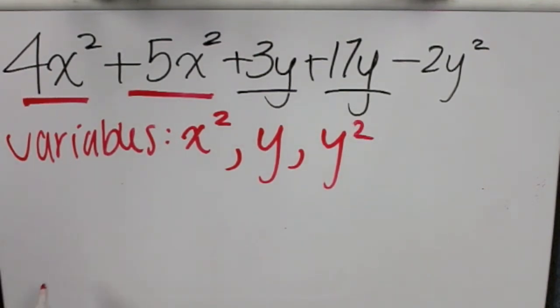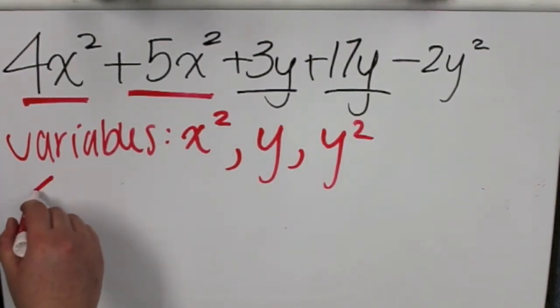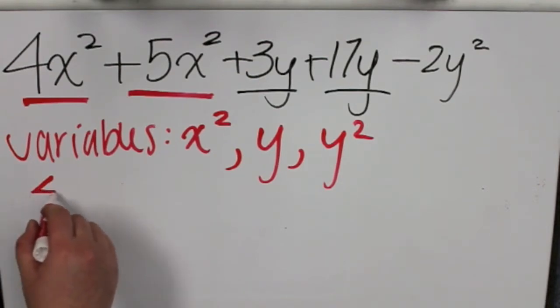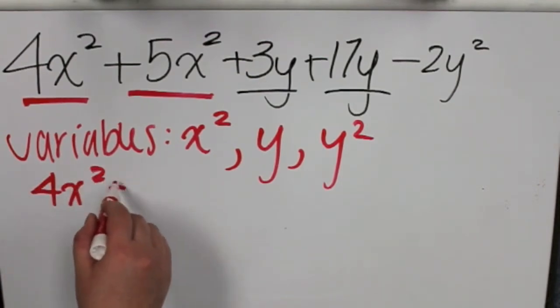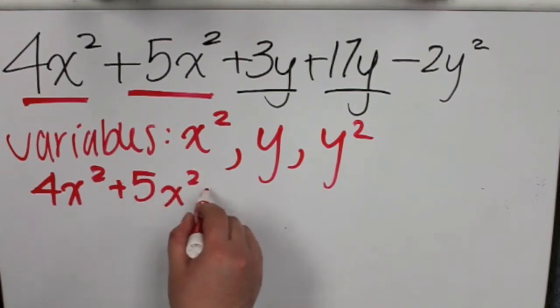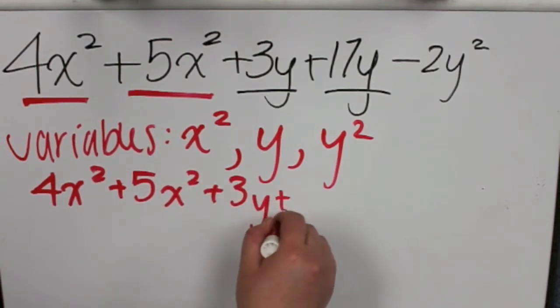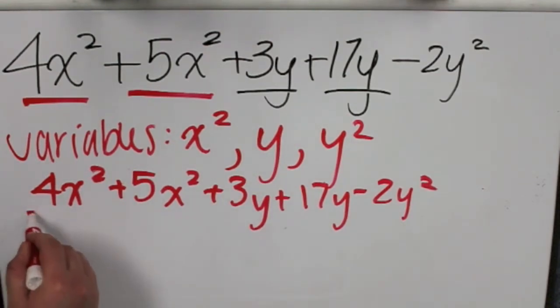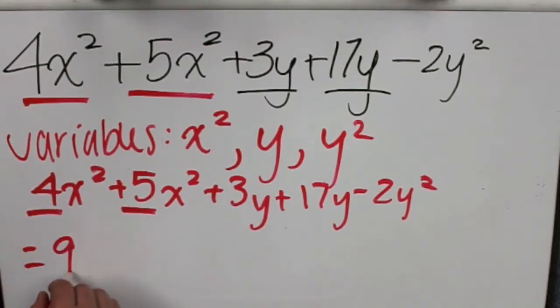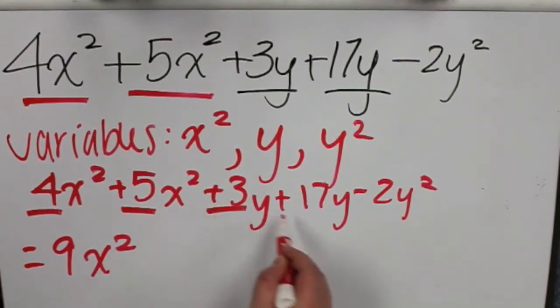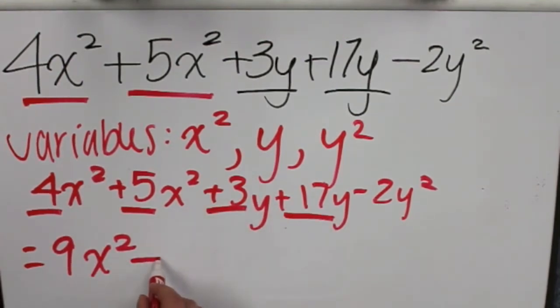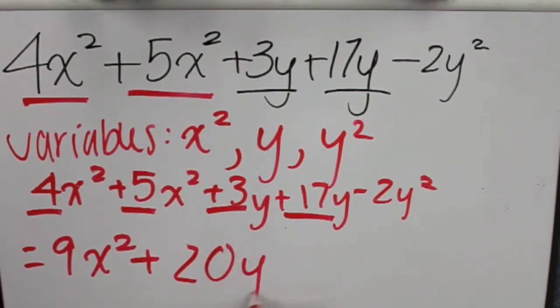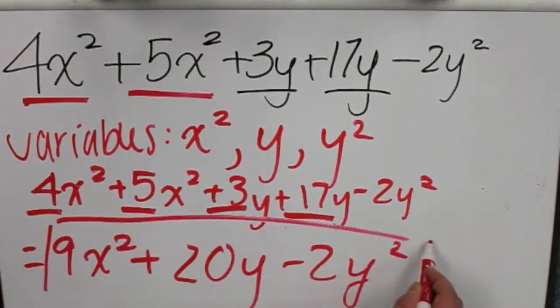Alright, we're going to copy down the equation just one more time. So we have 4x squared, 5x squared, and we're going to add 3y plus 17y and minus 2y squared. There we have it. Alright, now we're going to add the coefficients together. 4 and 5, 9x squared. 3 plus 17 is 20y. And then since 2y squared has no partner, we're just going to add that on the end. And there we go. There's our answer.